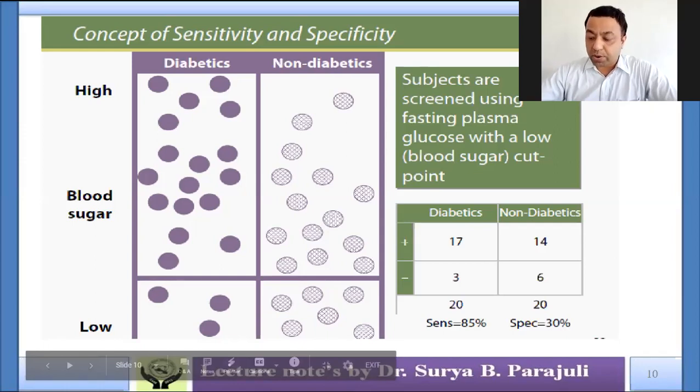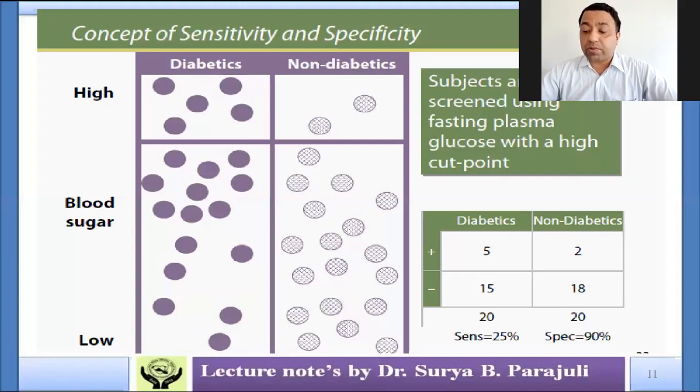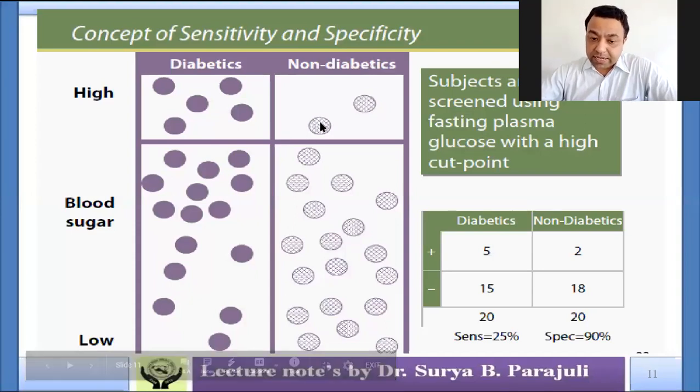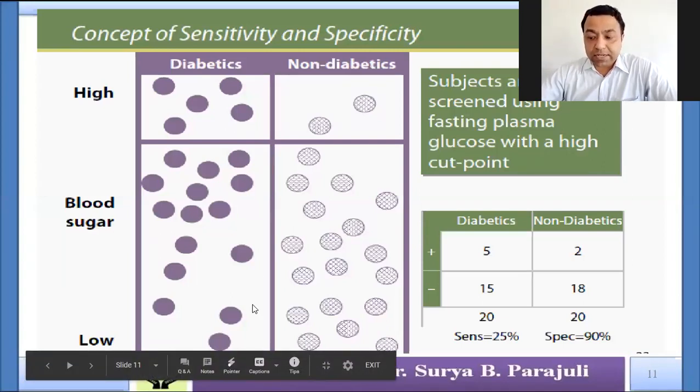Hope you understood till now. If you increase the cutoff, then our goal is we are more specific to diagnose or pick diabetic cases. So what will happen? Now it will decrease sensitivity to 25 and increase specificity to 90%. It's more specific. So if you increase the cutoff point, what will happen? Specificity increases, sensitivity decreases. If you lower the cutoff point, sensitivity increases and specificity decreases. It's a common question in your MCQ. Okay, please read it again and again.